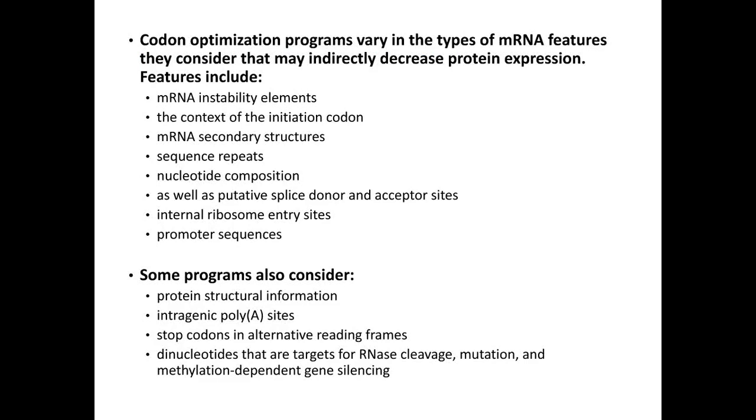If you start just changing codons, willy-nilly, you can run into other problems. And so a lot of the programs consider some other variables, for example, sequences that might destabilize the message or that might affect the context of the initiation codon, secondary structures in the message that might form with certain synonymous mRNAs but not others, repeated sequences, the nucleotide composition, the introduction of splice sites that might splice out a part of the mRNA, putative entry sites that might direct translation to a different position in the message, promoter sequences that might generate shorter RNAs, for example.